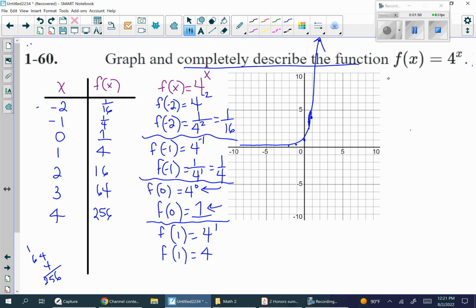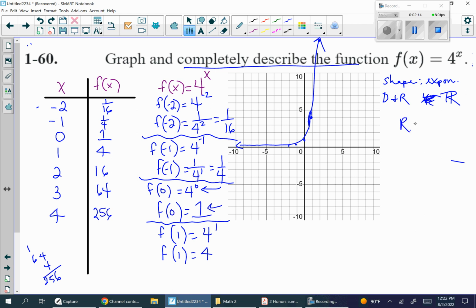All right, so you want to describe the shape as exponential. Alrighty, we want to describe the domain and range. Our domain is all possible x values, and actually, we can use any x value. So let's just say all real numbers.